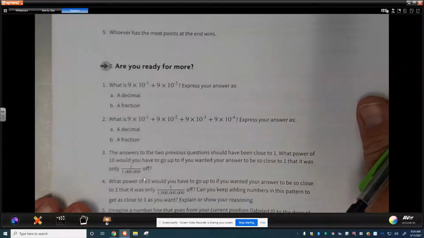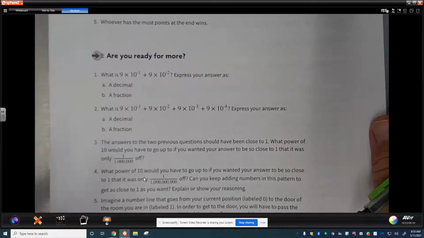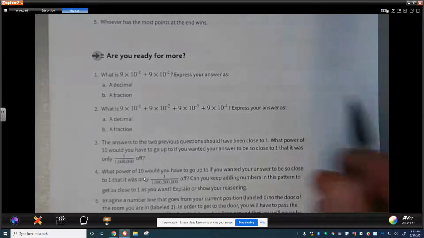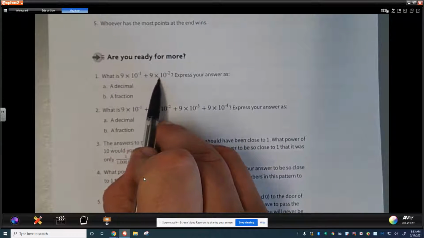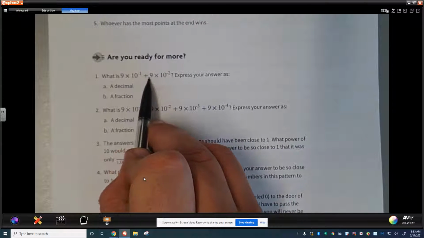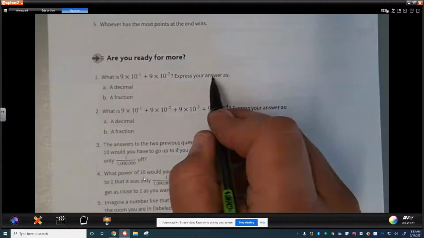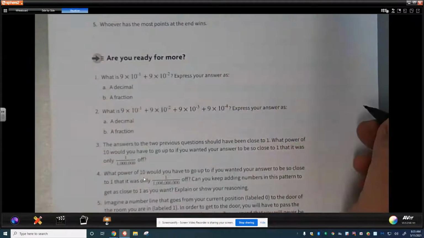So what I'd like to look at with you is this. Are you ready for more? Just to extend this a little bit, I want to talk about this piece right here: what is this plus this? So 9 times 10 to the negative 1st plus 9 times 10 to the negative 2nd. Express your answer as a decimal and as a fraction.